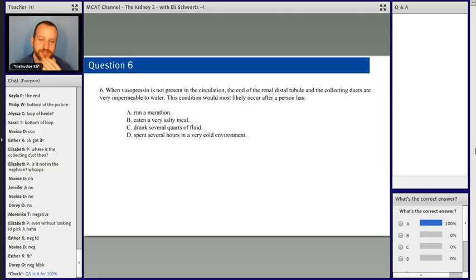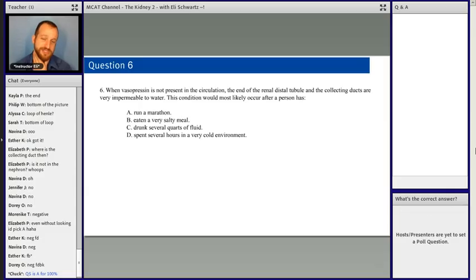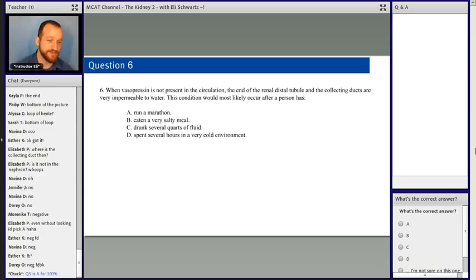For this next question, we've got a reference to maybe something that I didn't quite do today. 10K is not really a marathon. But we've got running marathon, we've got salty meals, we've talked about these before. All of these are possible matches to whatever is happening here for question 6. Go for it. Try it out.